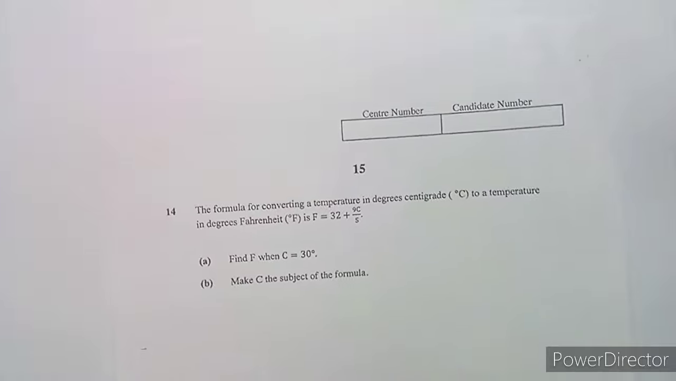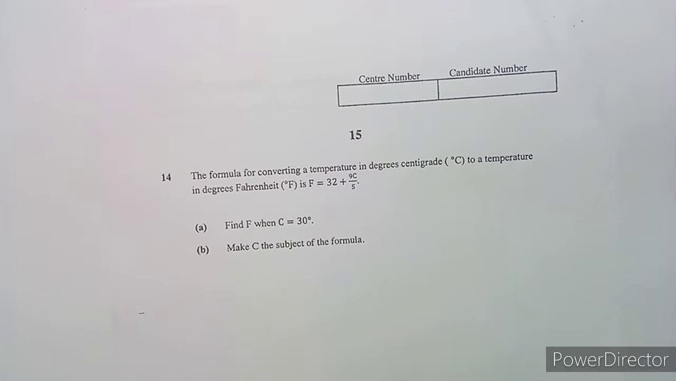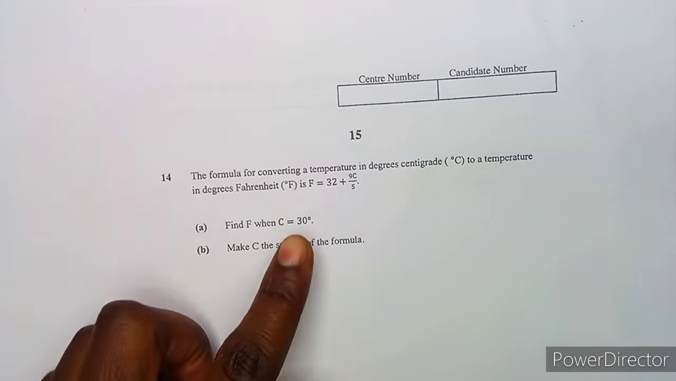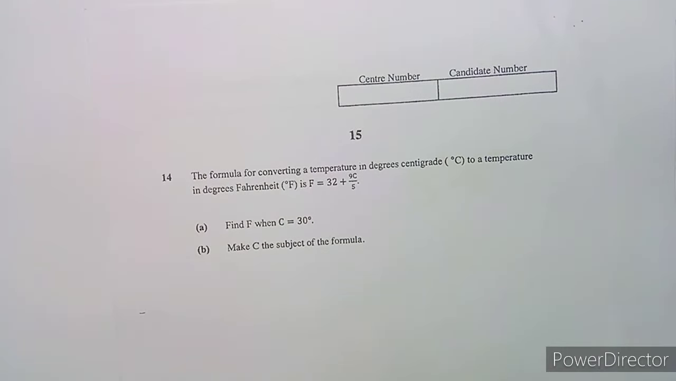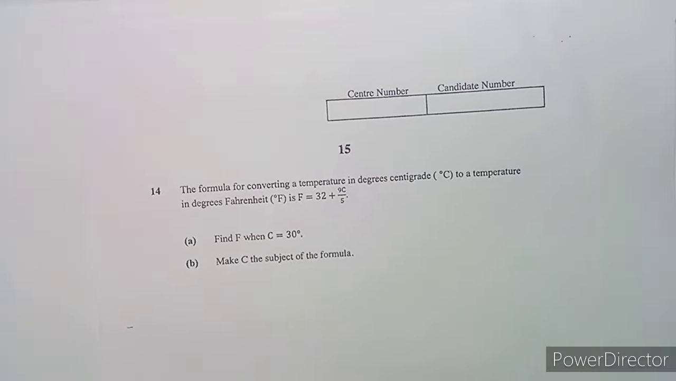And let's see on number 14. We are given that there is a formula for converting the temperature in degrees centigrade, that is degrees Celsius, the one that we are used to, to a temperature in degrees Fahrenheit, where degrees F is given by this formula. So you're given a formula that you're going to use when converting. Now the question is for us to find the value of F when C is equal to 30 degrees. So it's simply a matter of substitution here, guys, into the formula.